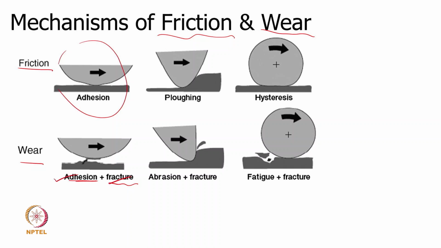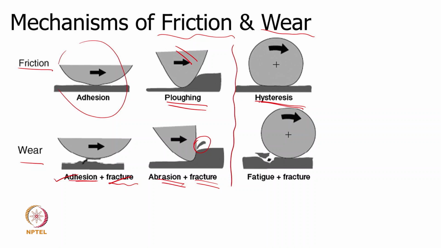Now in abrasion, we said very clearly the particle will try to displace the soft material. That has been shown here. However, if the particles get separated, the rupture can be counted. We say abrasion plus fracture. While in the friction case, instead of abrasion we use the word plowing. That has been shown here. Now, a new terminology which we have not covered earlier in the lecture is hysteresis.